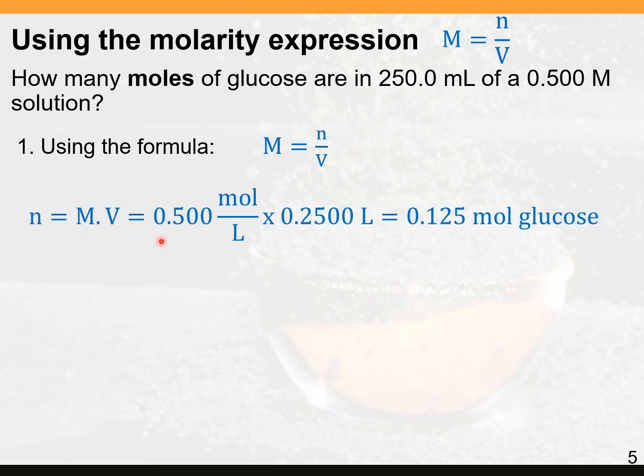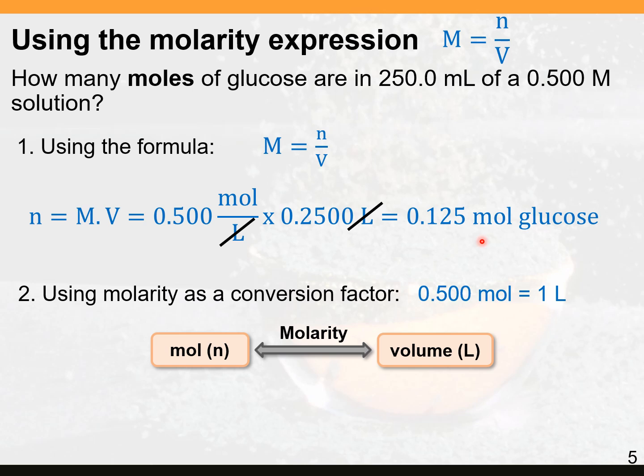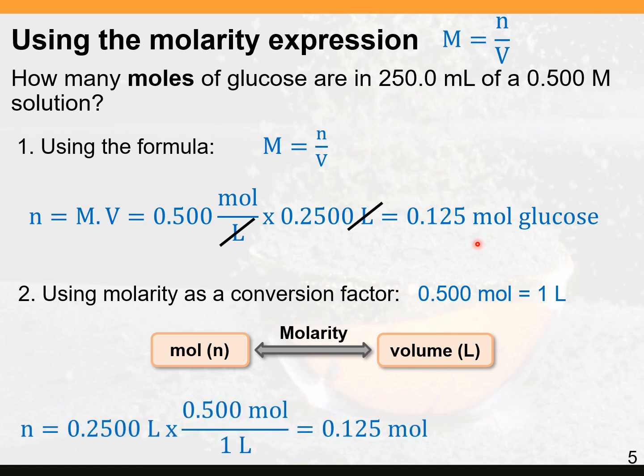Multiplying molarity, 0.5 moles per liter, by the volume in liters gives 0.125 moles of glucose. When writing this equation, the molarity unit is written expanded as moles per liter to be able to cancel the liter units and obtain the answer in the unit of moles. In the alternate solution, molarity is used as a conversion factor between moles and volume.